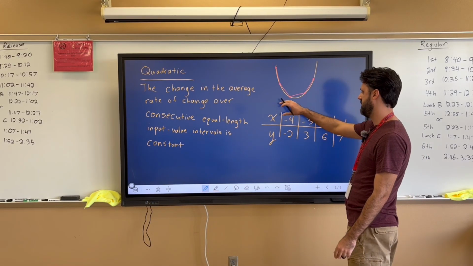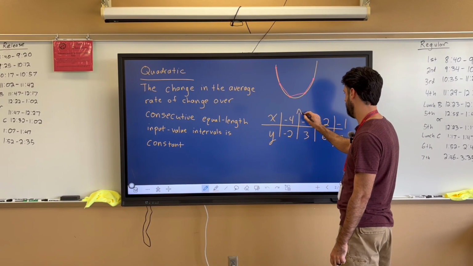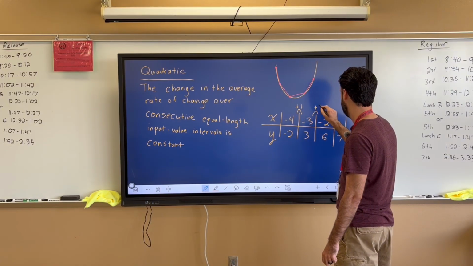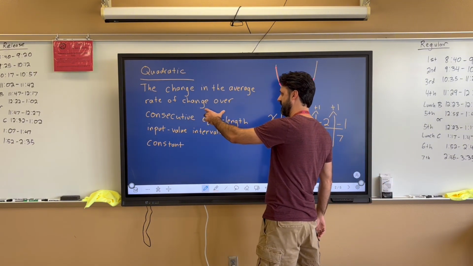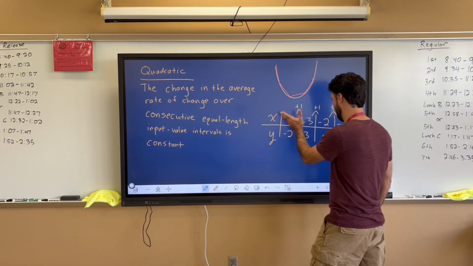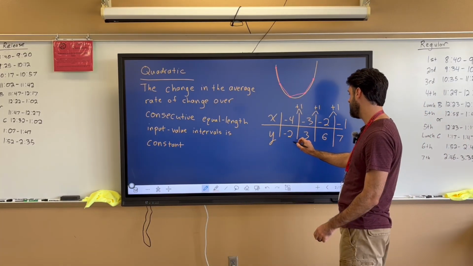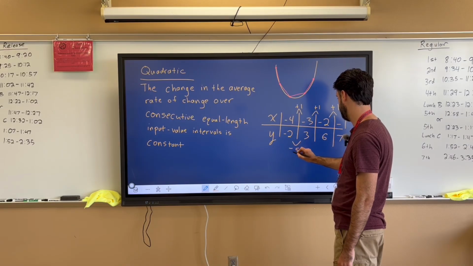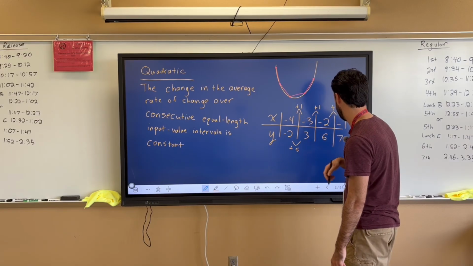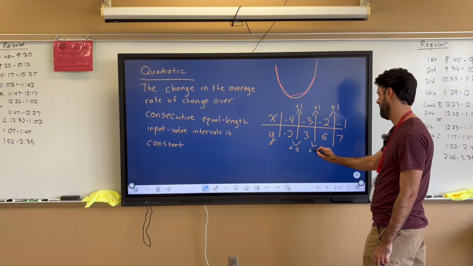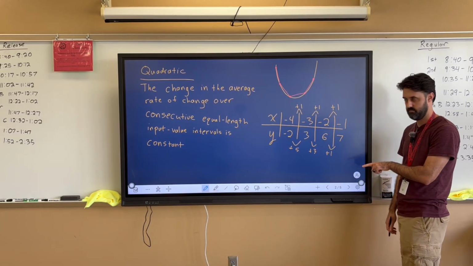All right, so let's see what that means given this table here. So first off, the x values are all increasing by the same amount each time, right? So we're adding 1, so that checks this part. Again, the consecutive equal length input value intervals, they're all the same. The y values, though, let's see. So we're going to increase by 5. Increase by 5. That's a 5. Then increase by 3. Then increase by 1. So these numbers were not the same, okay?